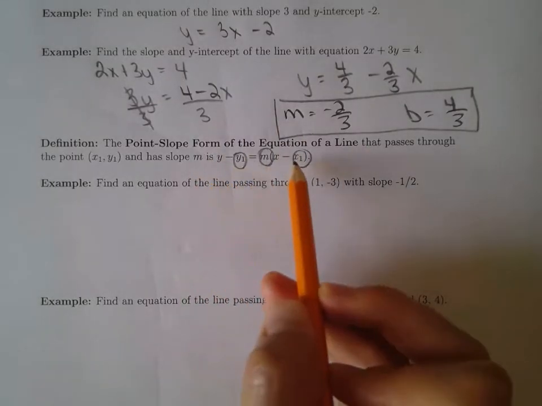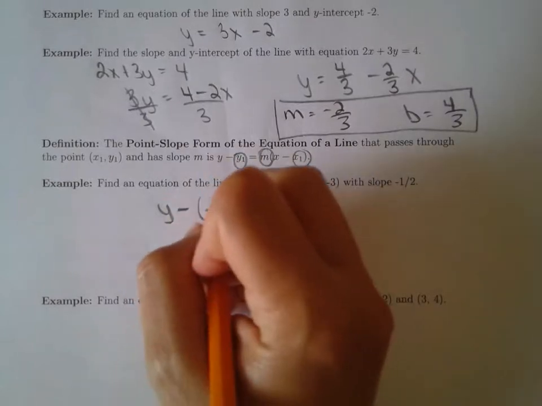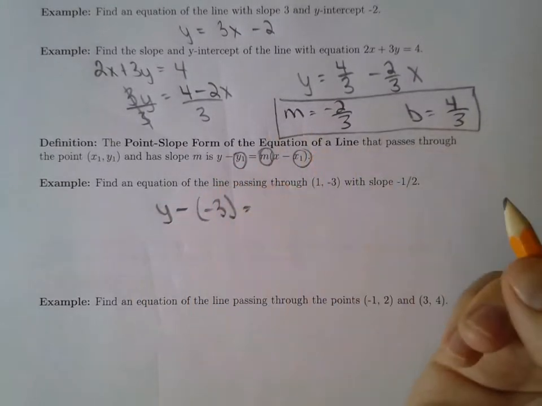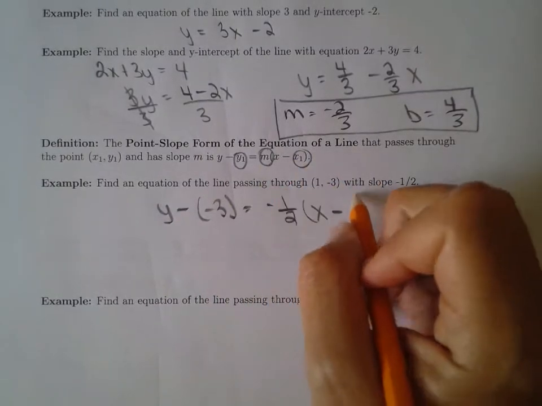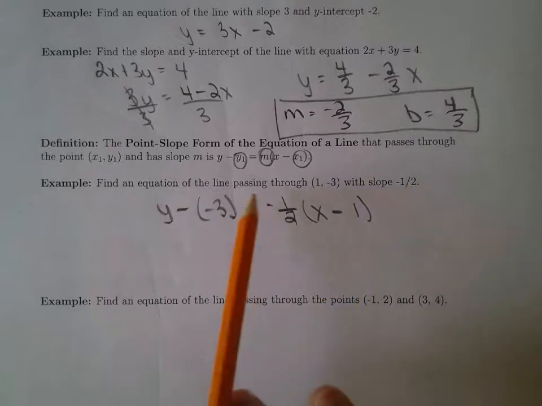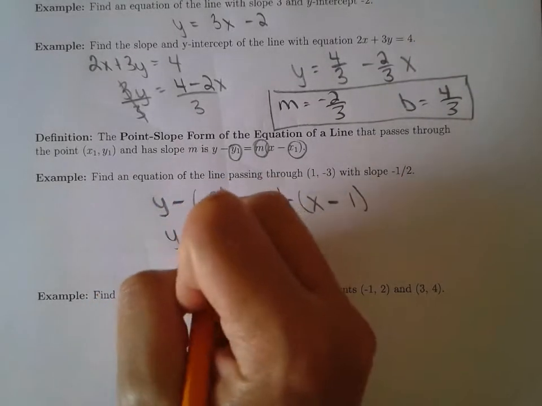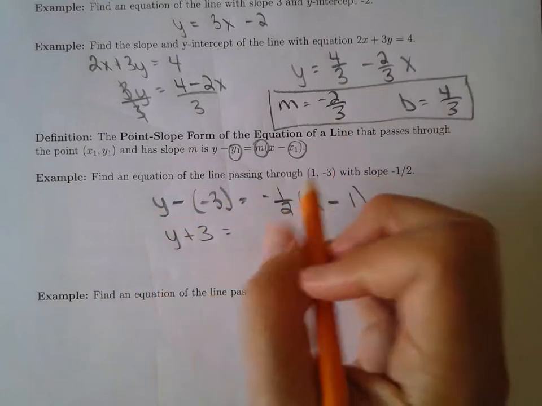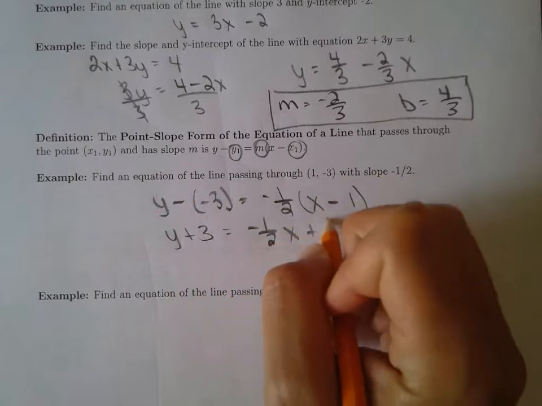So we're just going to follow this. We have y minus the y of the point, which is negative 3, equals m, the slope, negative 1/2, times x minus the x of the point, which is 1. Let's go ahead and simplify this. I don't like leaving it in this form. This form is helpful when we're given a point and a slope, but leaving it in this form is just kind of messy. So we have y plus 3 equals, I'm going to distribute the negative 1/2, so negative 1/2 x plus 1/2.